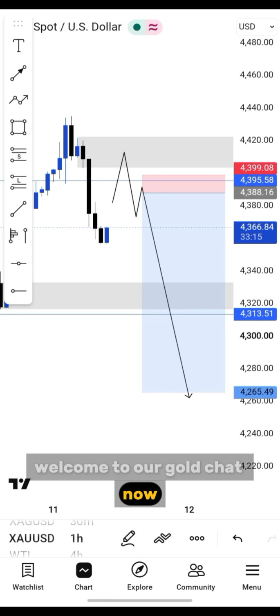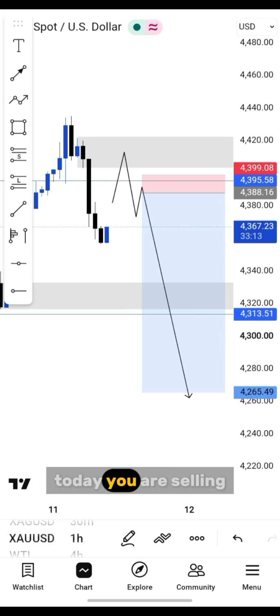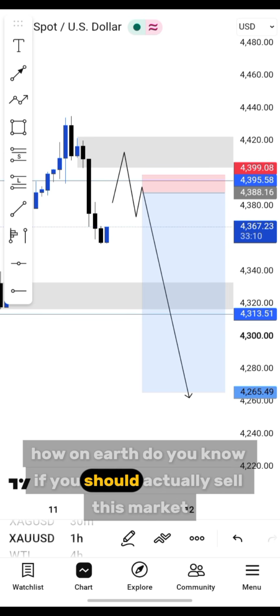To our gold chart. Now you might be wondering, yesterday you bought, today you are selling. How on earth do you know if you should actually sell this market?